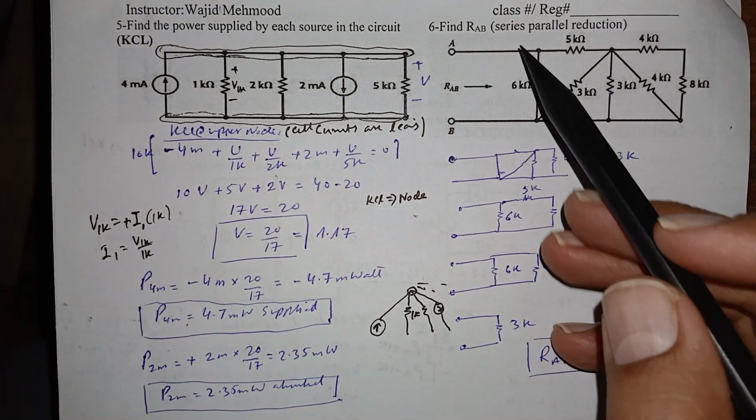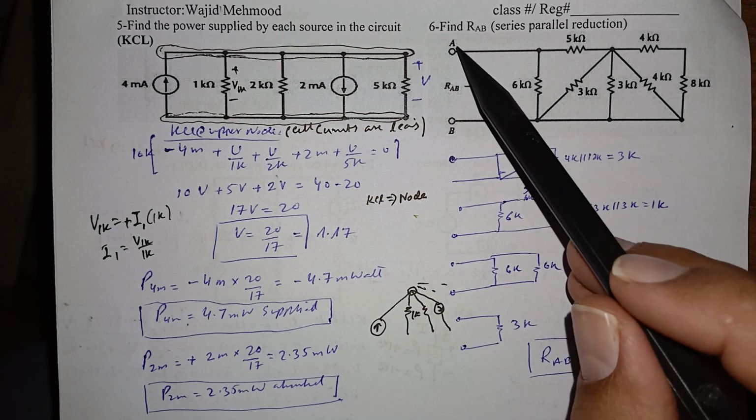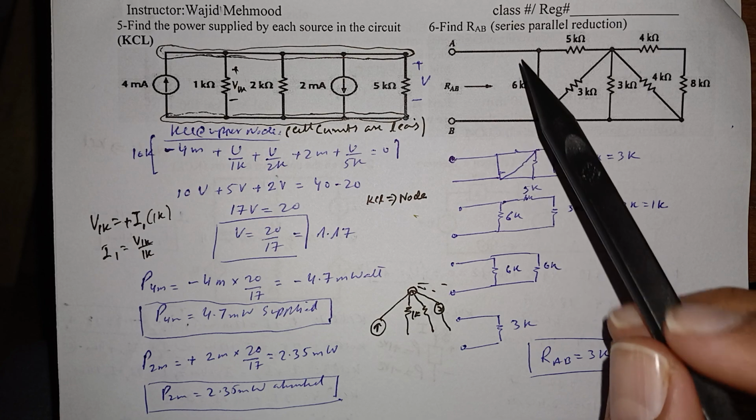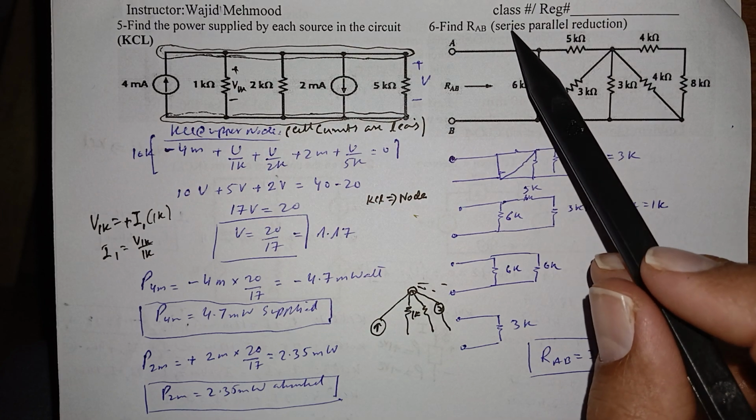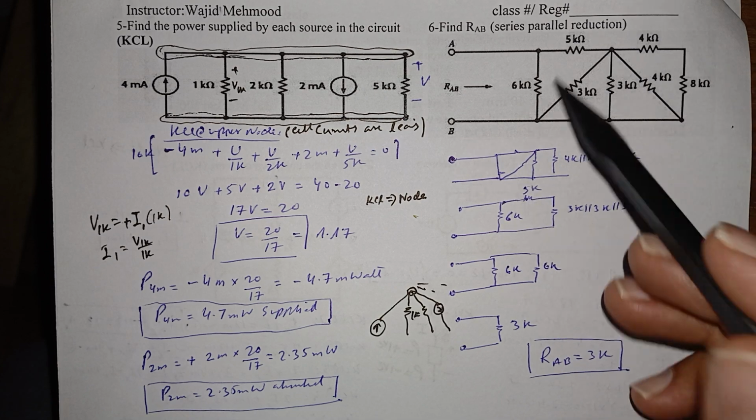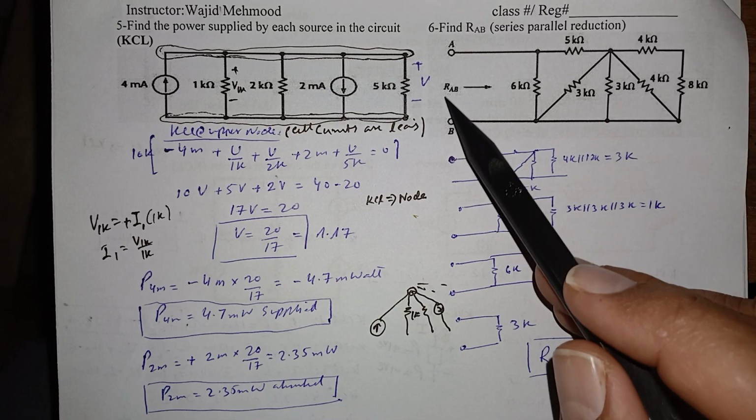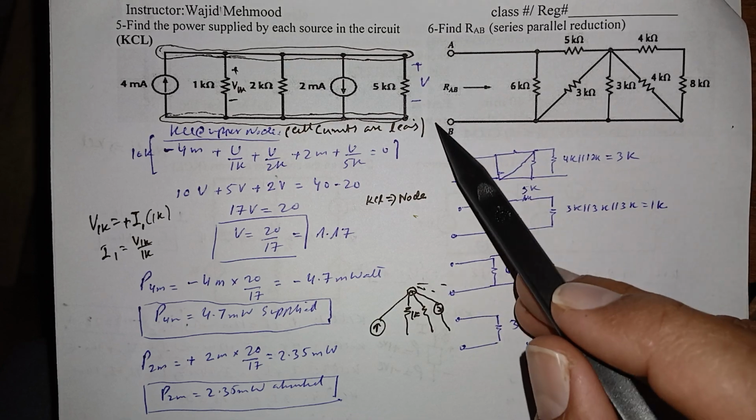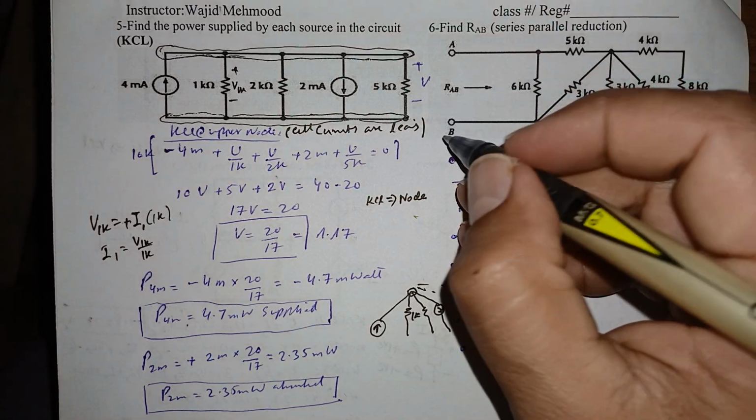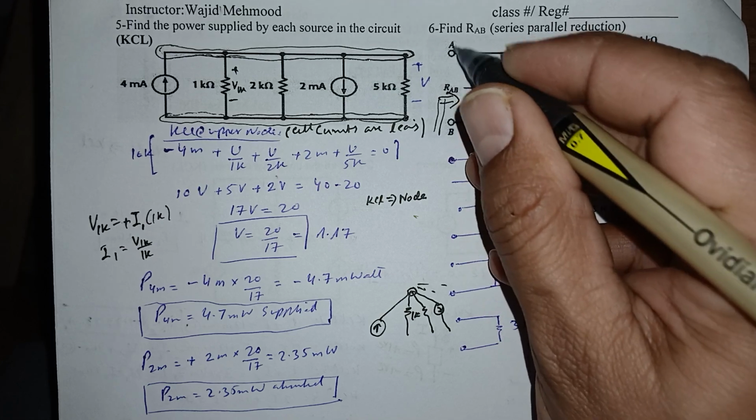Let's discuss problem 6. It is asked to find RAB. Looking from these two terminals, you have to find the resistance. I have given a hint that you have to do series-parallel reduction and find the equivalent resistance seen from these two terminals, which is usually shown like this, that you are standing here and looking inside. And what is RAB?